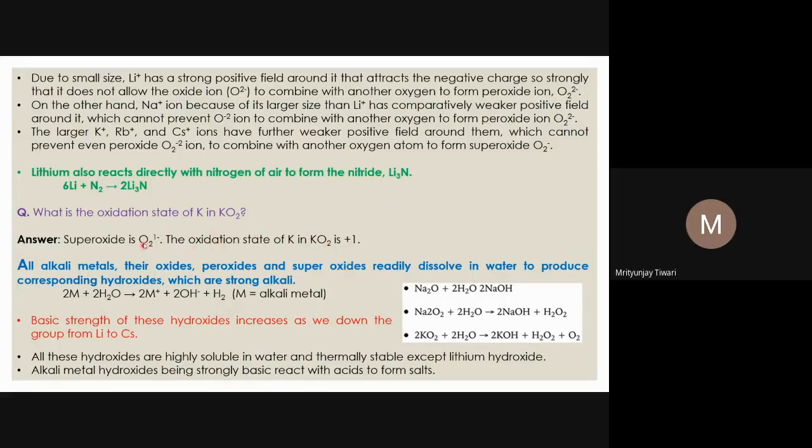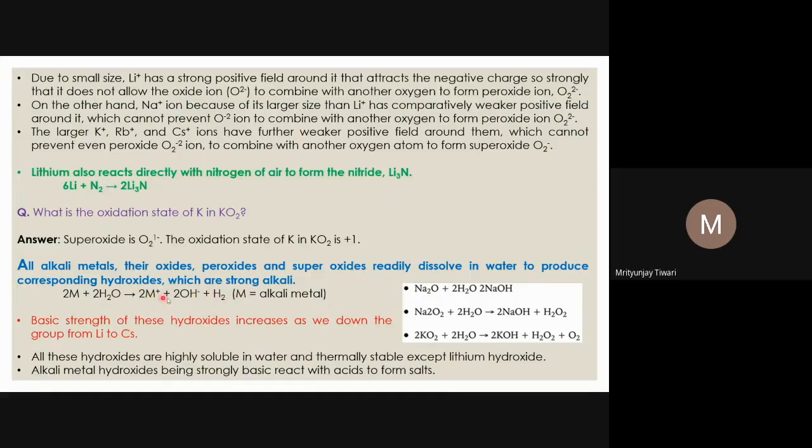Anyway, we know the oxidation state of potassium in any compound will always be +1, so that way we can also answer it. Based on that, one can find out the negative charge on this O2 moiety. All alkali metals, their oxides, peroxides, and superoxides readily dissolve in water to produce the corresponding hydroxides, which are strong alkali. Alkali metals can also react with water to form hydroxides, and hydrogen gas will be liberated.